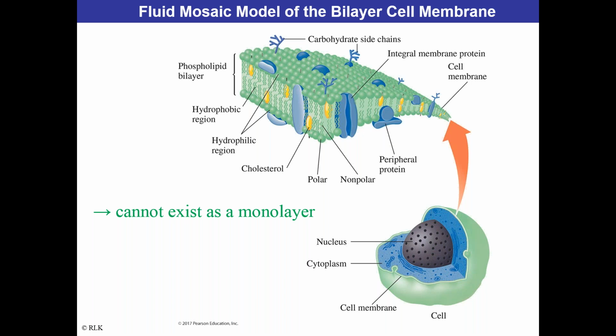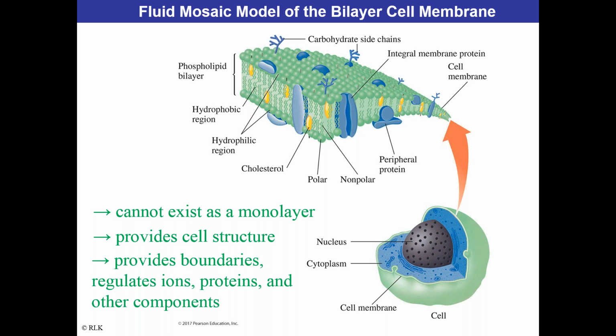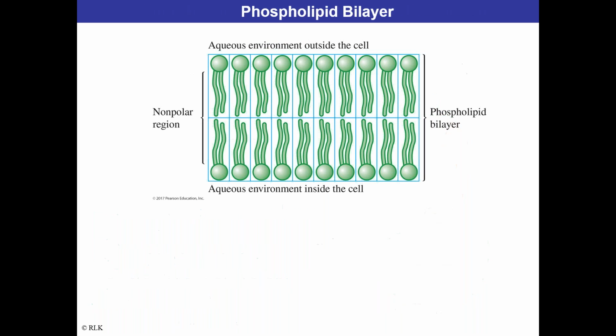So remember that the phospholipid layers of the cell membrane exist as a bilayer, not as a monolayer. They do provide the cell structure, just like my cells work to form that spherical shape. Again, the phospholipid bilayer helps to provide some kind of structure, some kind of form to the actual cell. And not only that, but it provides boundaries, regulates ions, proteins, and other components.